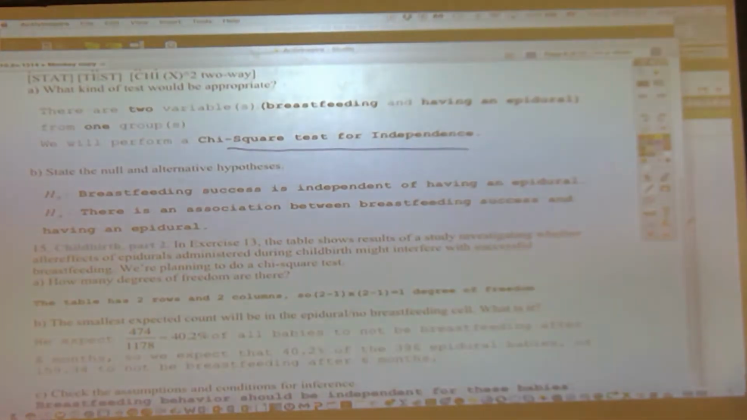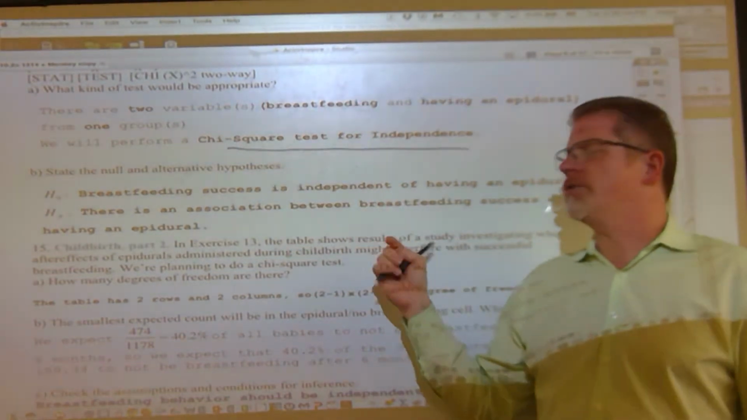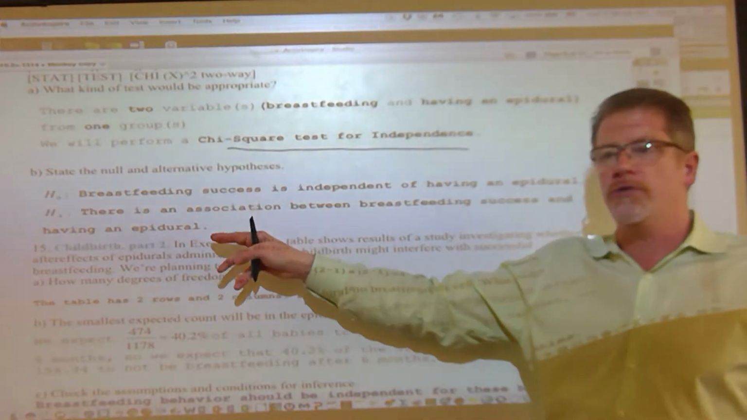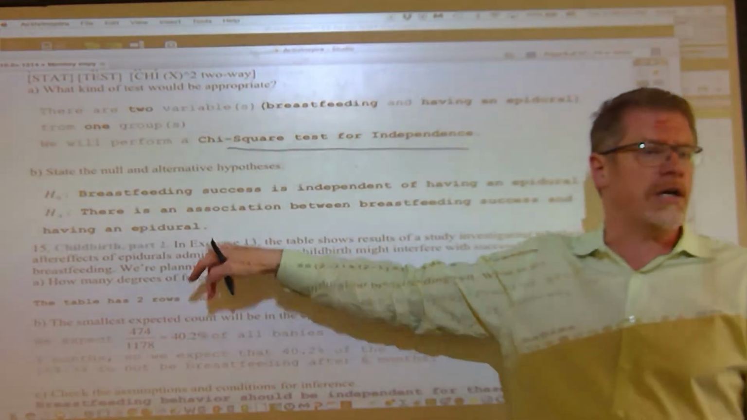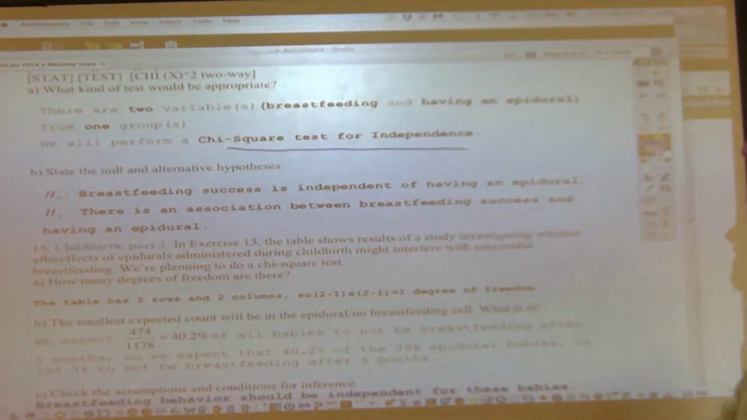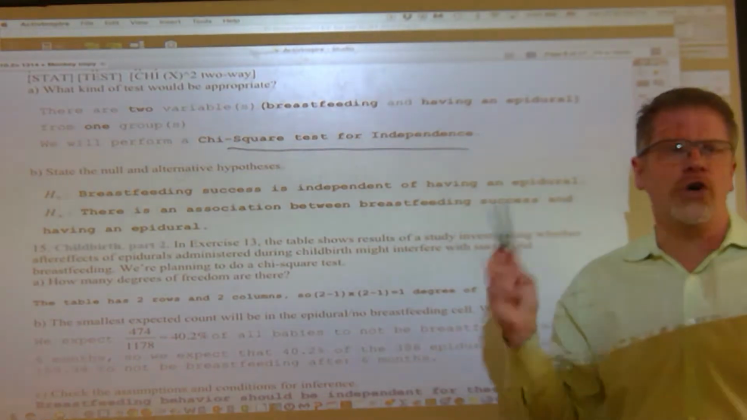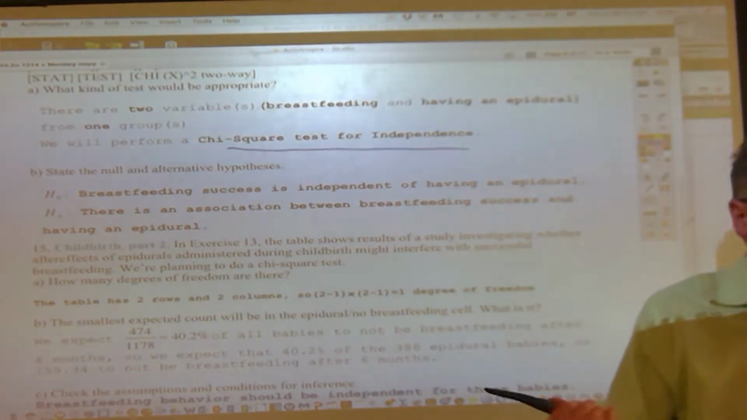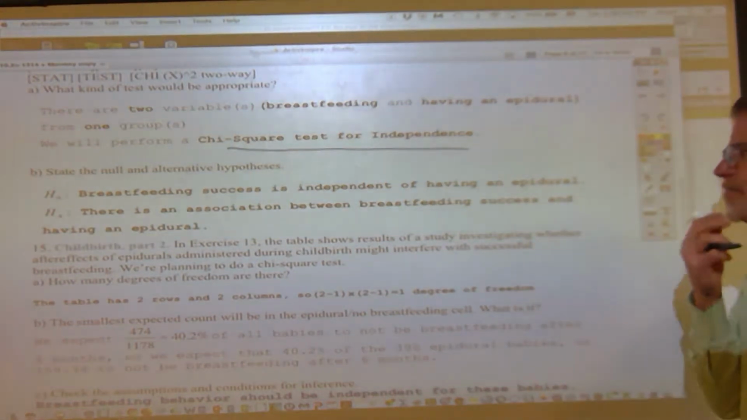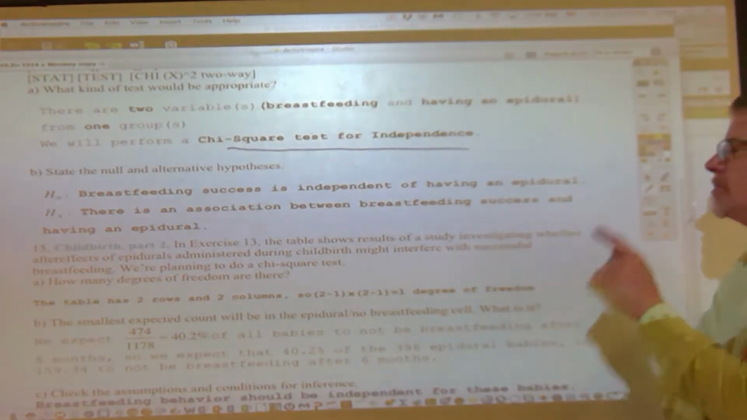And since this was right at the end of class yesterday, you might not have gotten this. I mean, this is the kind of stuff we'll be quizzing you on. Can you word the null hypothesis correctly? Can you express the wording on the alternate hypothesis correctly? Null hypothesis is that breastfeeding success is independent of having an epidural. No numbers. There's no numbers in there. It's just words. There is an association. So could you word it as breastfeeding success is not independent of having an epidural? Yes.